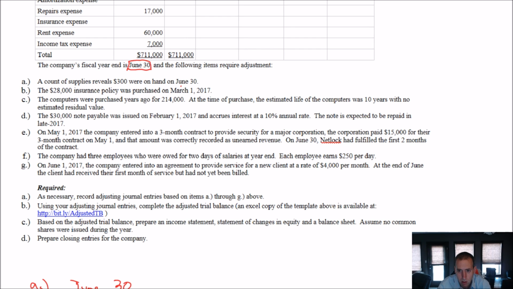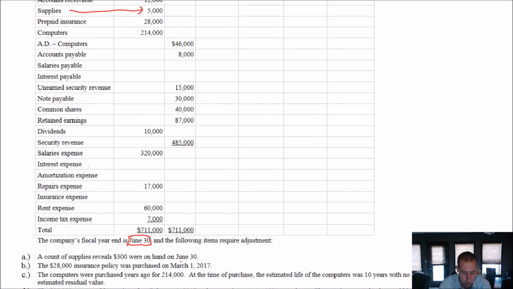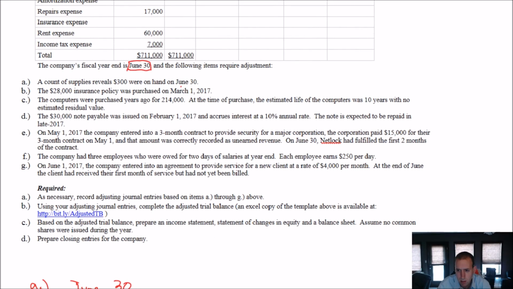The $30,000 note payable was issued on February 1st. It accrues at a 10% annual rate. So going up, I have this note payable right there for 30 grand. It accrues interest at 10% a year, and the note's going to be repaid later in the year. But our fiscal year end is June 30th, so we have to say how much interest has built up that we haven't paid. So we've got February, March, April, May. We've got 4 months, right? February, March, April, May, June. Pardon me, we've got 5 months.